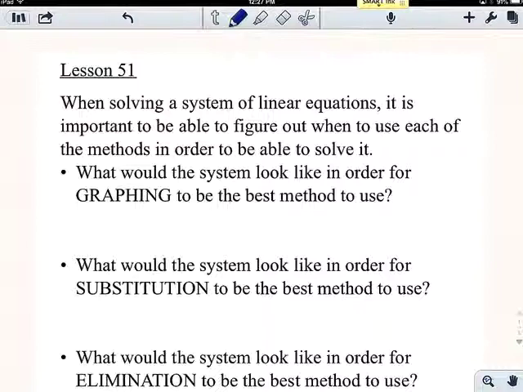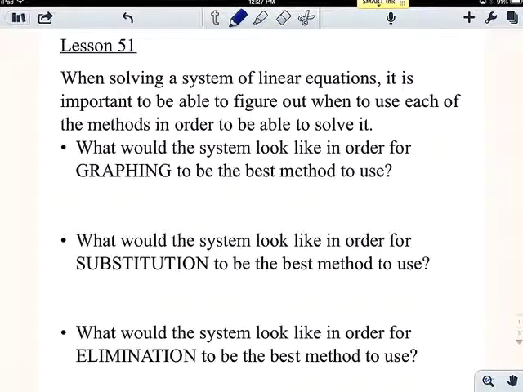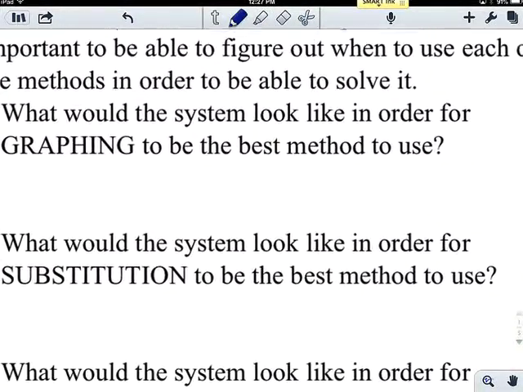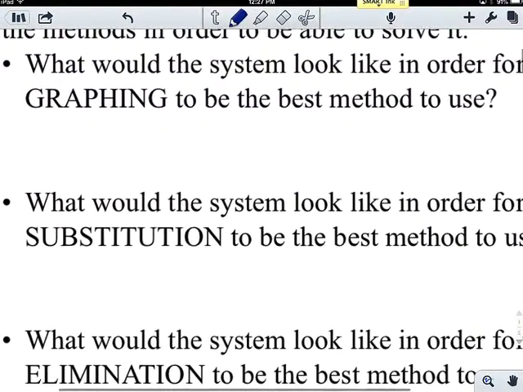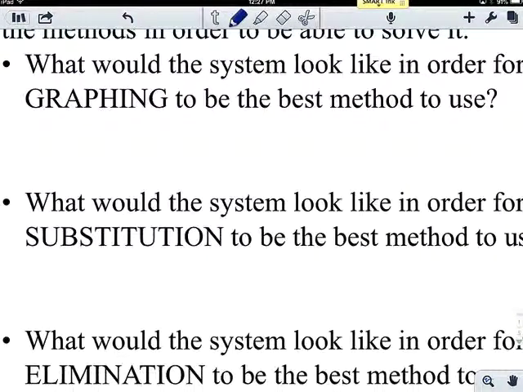So let's read this. When solving a system of linear equations, it's important to be able to figure out when to use each of the methods in order to solve. First off, what would the system look like in order for graphing to be the best method to use? I'm going to zoom in a little bit here. So what would it look like if we wanted to use graphing?